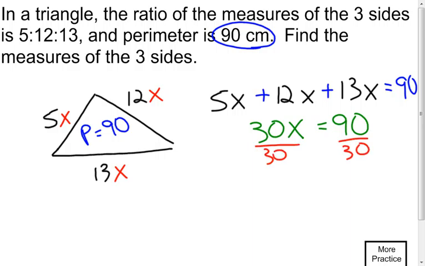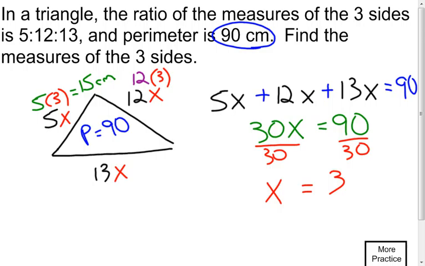I find out that my x, or my common factor in each part of my ratio, is going to be 3. Now if I know that x is 3, I can plug that back in and take 5 times 3, which is going to come out to be 15 centimeters for that short side. Go to my next one. I'm going to take 12 times my x value, and that's going to come out to be 36 centimeters, my middle side length.